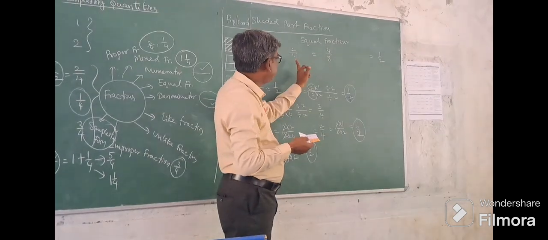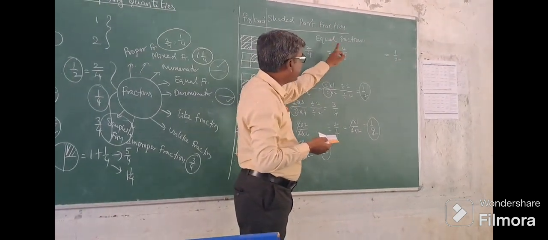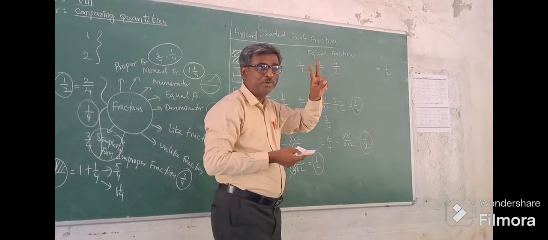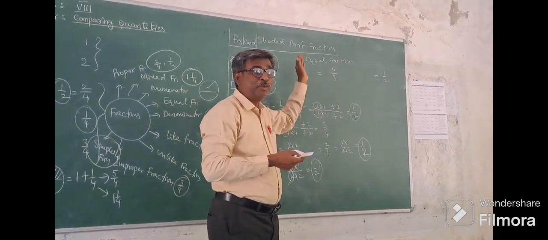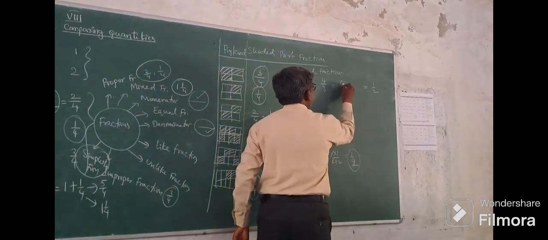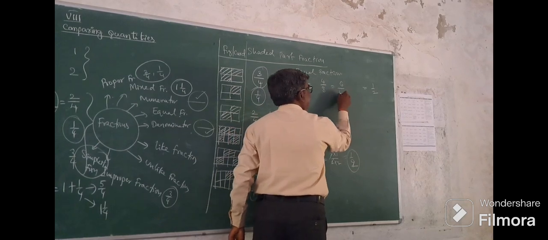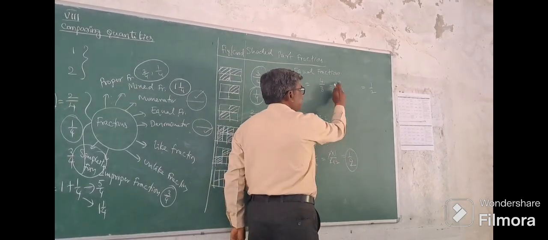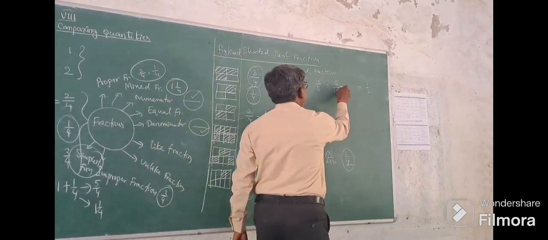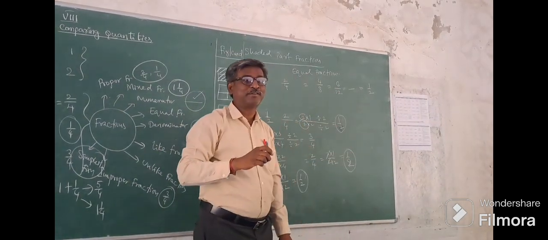Yes. So what is the relation? Numerator multiplied by 2, denominator also with the same 2, you will get that one. What will happen if both are multiplied by 3? 3 2's are 6. Next 3 4's are 12. After that by cancellation we will get again 1 by 2. So like that, tell me one more equal fraction.